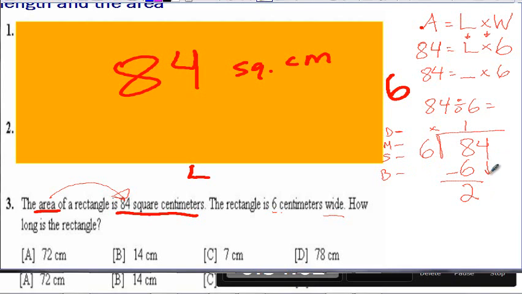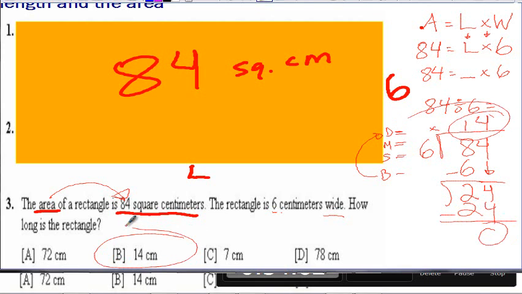We bring down. Once we bring down, we automatically start again. So now we're going to do 6 into 24. Don't get confused and write your answers in this area. The answers will always go at the very top. So 6 into 24 goes 4 times. 4 times 6 equals 24. Subtract. 24 take away 24 equals 0, and we have our answer. 14 centimeters is our length.